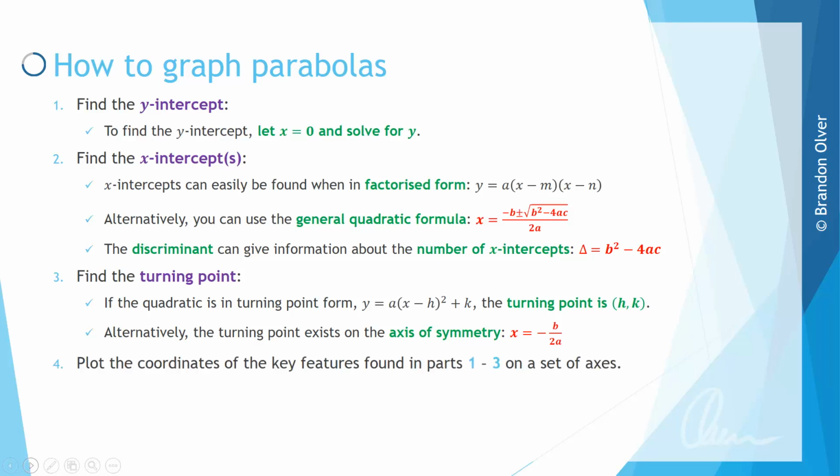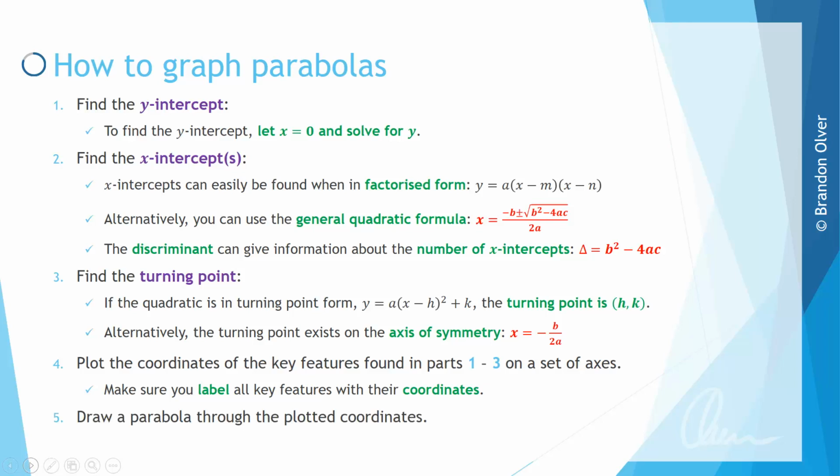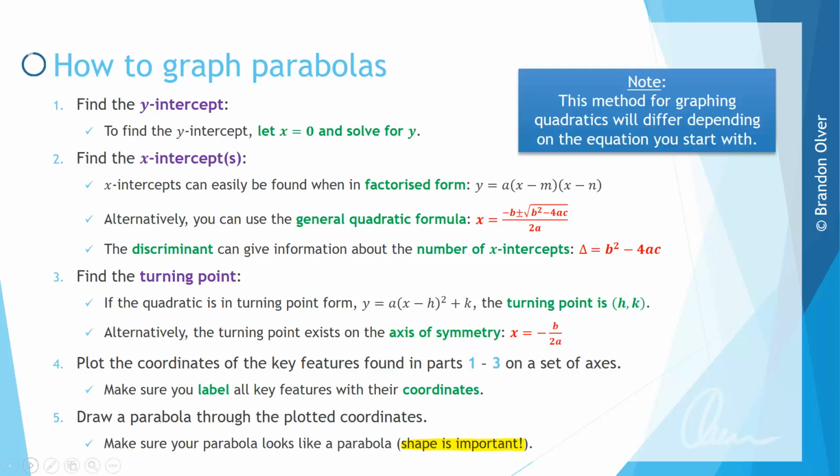Once you've got those 3 pieces of information, we simply plot the coordinates of the key features on a set of axes, making sure that you label all key features with their coordinates, and then we draw a parabola through the plotted points. It's really important to make sure your parabola looks like a parabola, because the shape of these graphs is important. It can't look too much like a V, so it can't have a really sharp turning point. It's got to have a smooth curve like the 2 we saw on the previous slide. One thing to note is that the method for graphing a quadratic will differ depending on the equation you start with. Depending on what it looks like to start with, you're going to find and solve for these different key features in different ways.